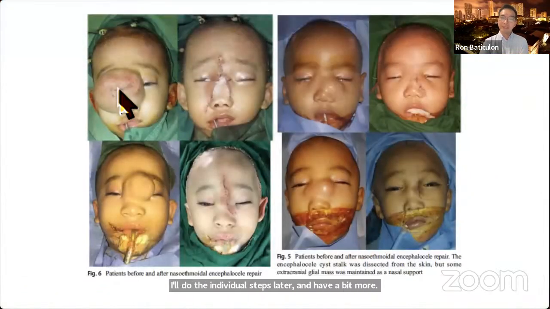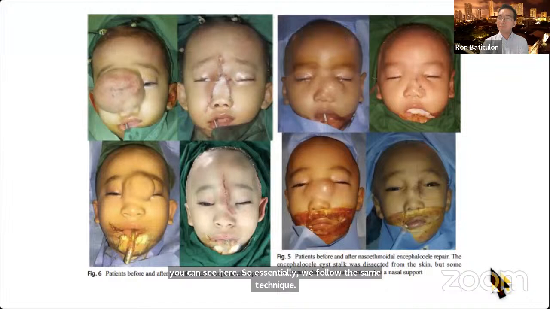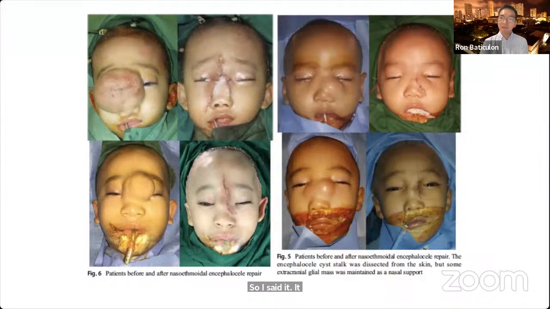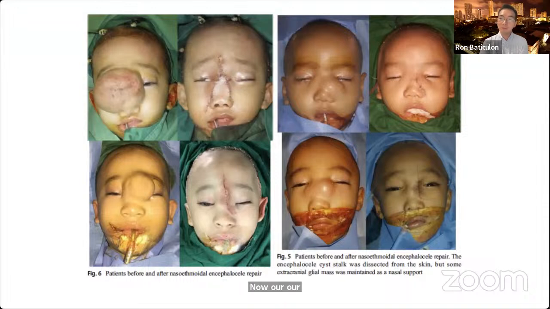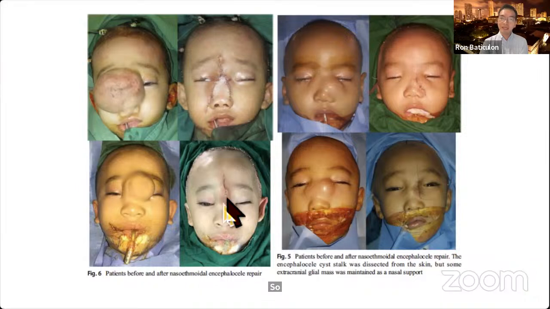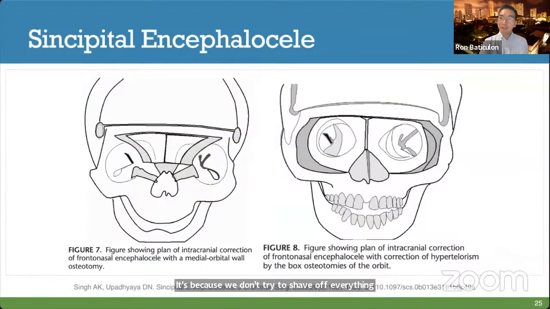So you can see here, essentially we follow the same technique. Regardless of the size of the defect, which determines what kind of incision you would do, you try to make it nice so that as they get older, it becomes less noticeable. Now, our practice has been not to trim off all gliotic tissue. Immediately post-op, we try to leave a bit, so you can still see some bump here. It's because we don't shave off everything. Over time, what we've seen is that this will flatten, and if you shave off everything, they get a depression. And that's also not so nice.